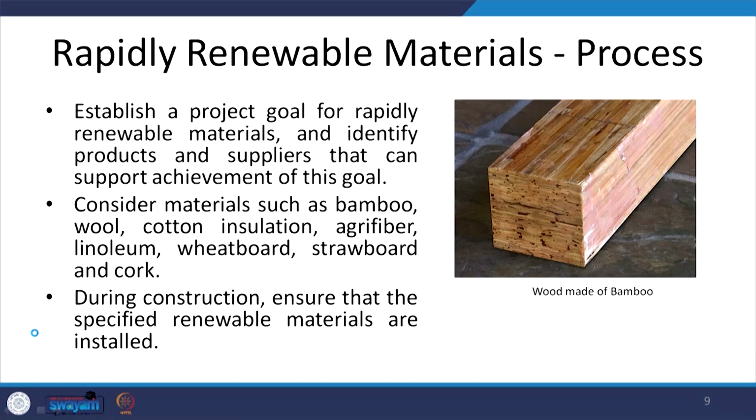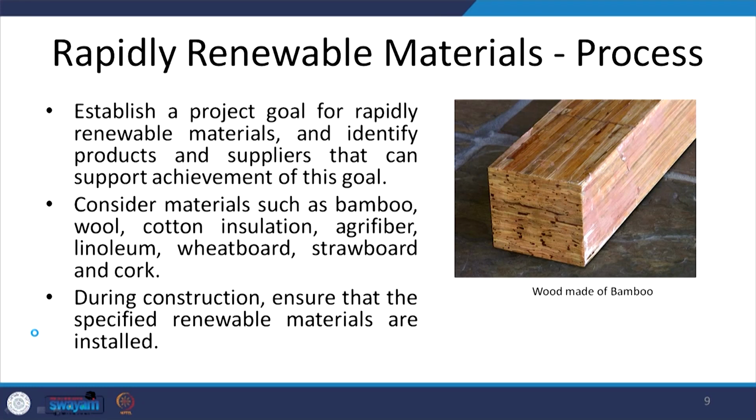such that the total value of all the rapidly renewable building materials is at least 2.5% of the total value of all the building materials and products used in the project. Now, that is based upon cost. We can also look at it as a percentage of weight for each individual material as well.